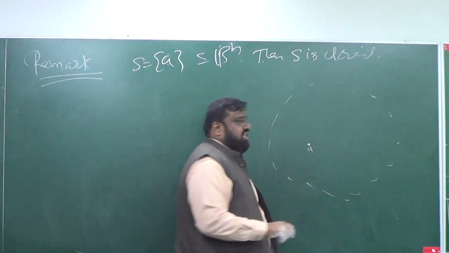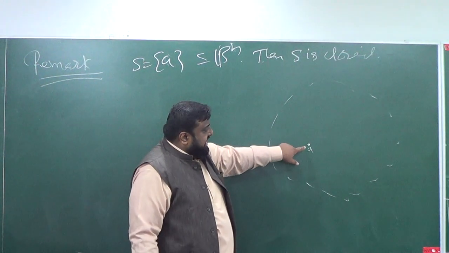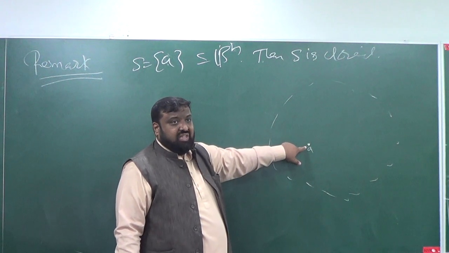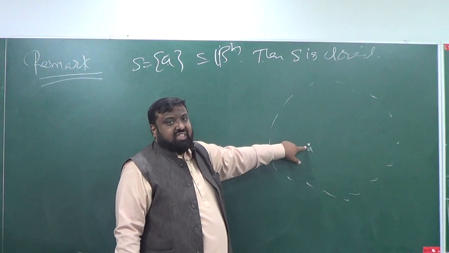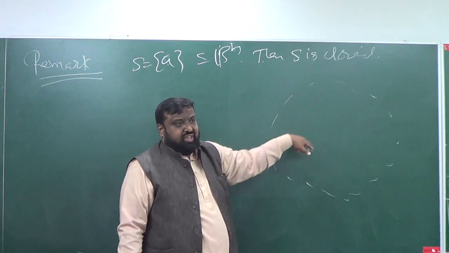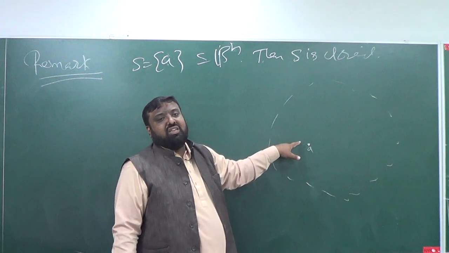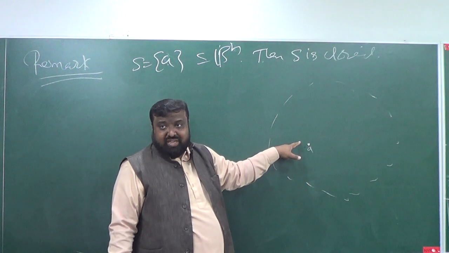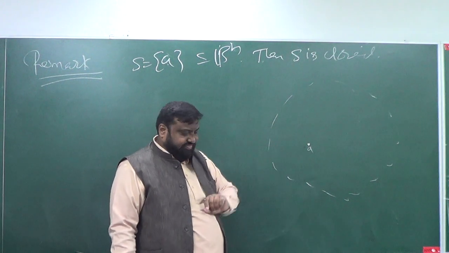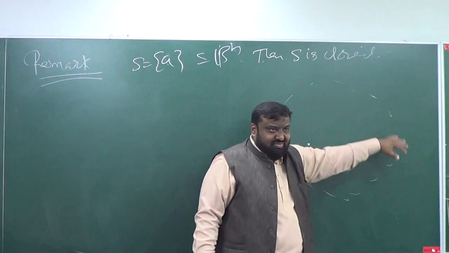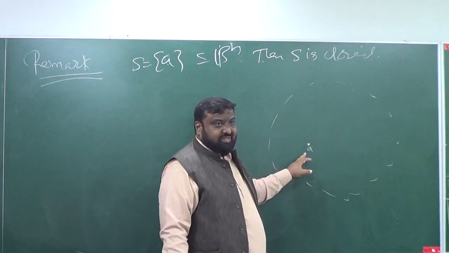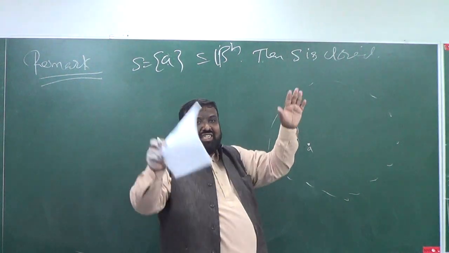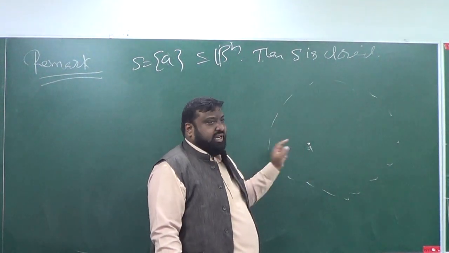I'm saying that except this point is closed. Why? Because from this picture, if you exclude this point, the rest of the part is going to be open. So this is Rn, and I took a point A here. So that's my set S. S is not a set now, it's just a point.